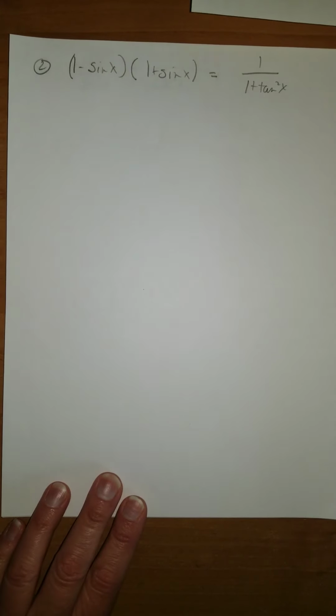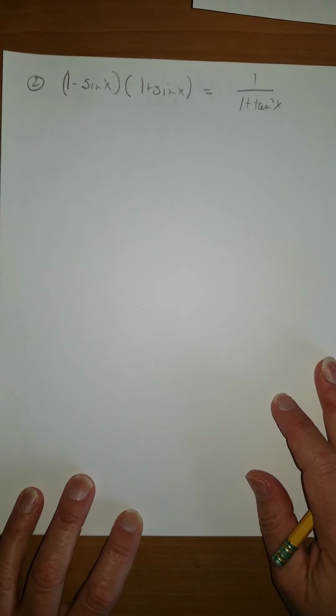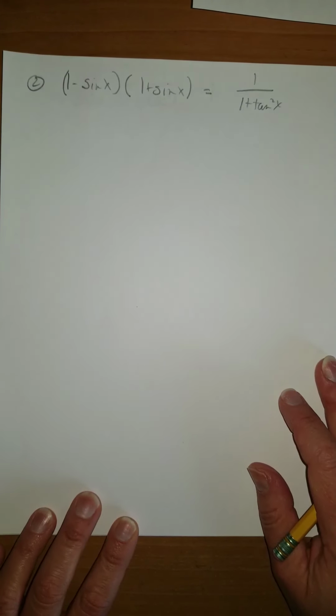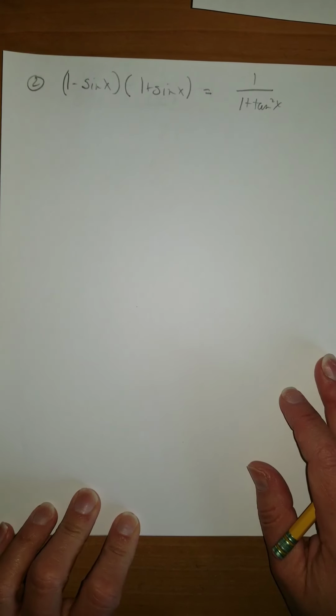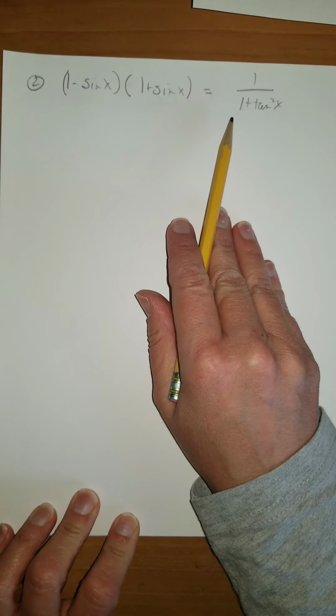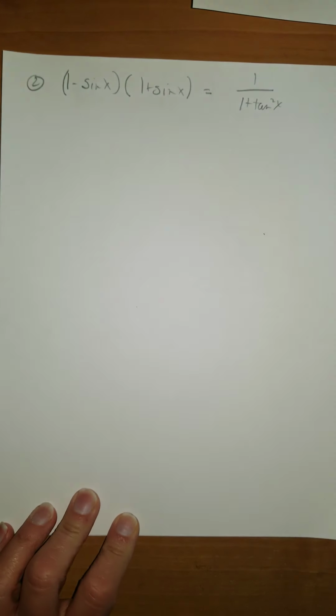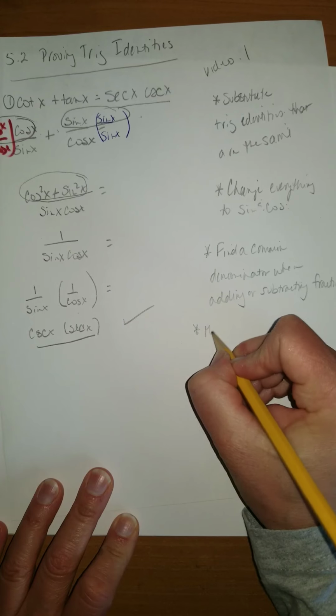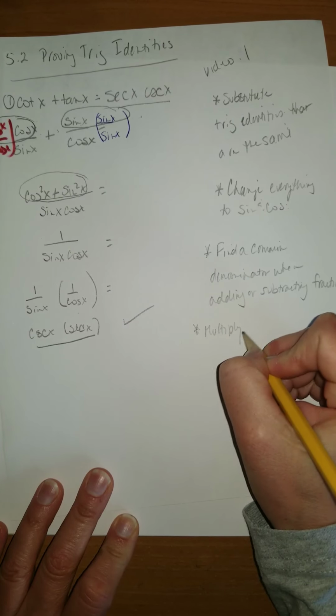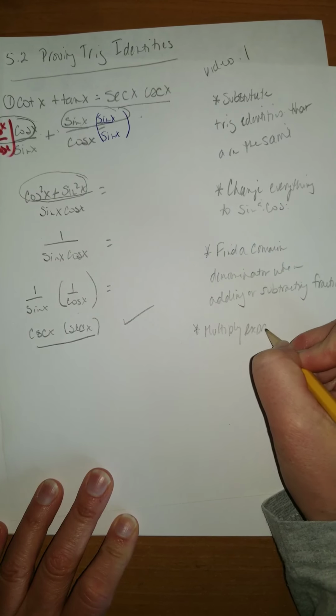All right, number 2. Okay, 1 minus the sine of x times 1 plus the sine of x equals 1 over the tangent squared of x. All right, this one's going to be interesting because I'm going to look at it in a different way than I normally do. All right, I'm going to make the left side into the right side. First thing I would do would be to multiply those. So another thing we could do: multiply expressions.